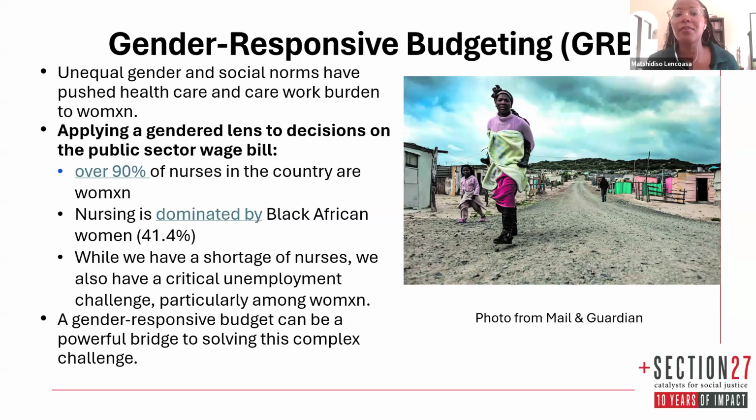It is particularly important for healthcare because unequal gender norms have meant that most people who are working in public healthcare are women, and most people who are taking children or looking after family members who are ill are women. The care work burden is disproportionately carried by women of this country. And so when you cut the budget and reduce the resources, it has implications for gender inequity in the country.